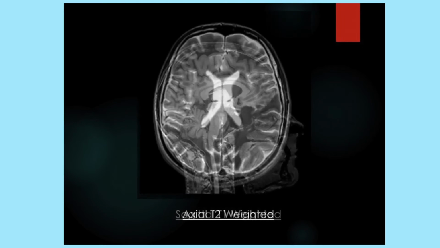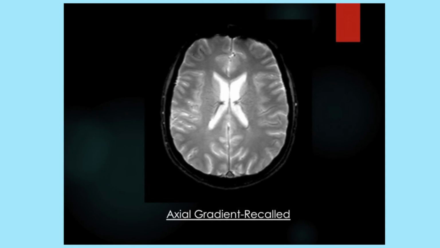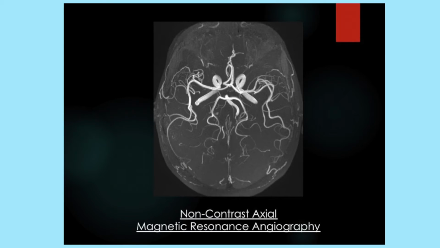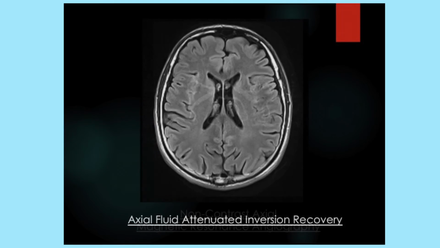Magnetic resonance scans were then acquired for each of the 10 subjects wearing the Essex retainers with 4 selected appliances in random order. The sequences used included sagittal T1 weighted, axial T2 weighted, axial gradient recalled, axial diffusion weighted, non-contrast axial magnetic resonance angiography, and axial fluid attenuated inversion recovery. The resultant images from nearly 14,000 image slices were then independently analyzed by 2 neuroradiologists.